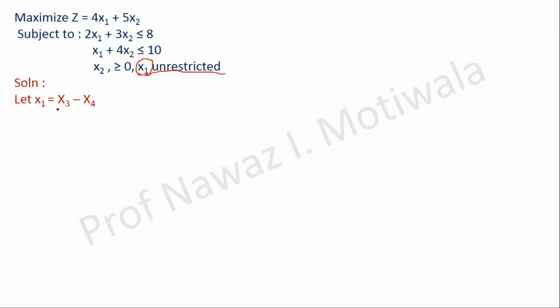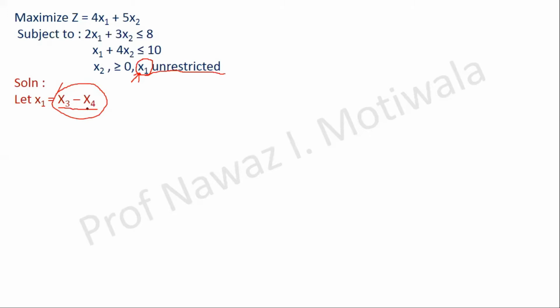So I will write here x1 is equal to x3 minus x4. Now we have to choose x3 and x4. It is not compulsory, you can use your own variables, you can write anything, but it should be a difference of two other variables. Again I repeat, if the variable in the question is unrestricted, we need to replace it by the difference of two new variables, and the new variables' names can be anything as per your wish.